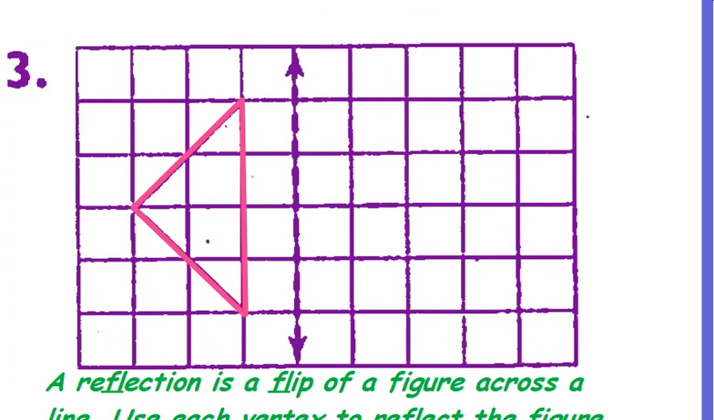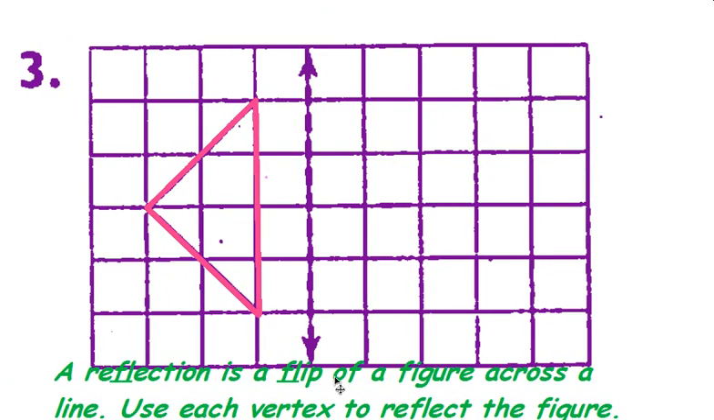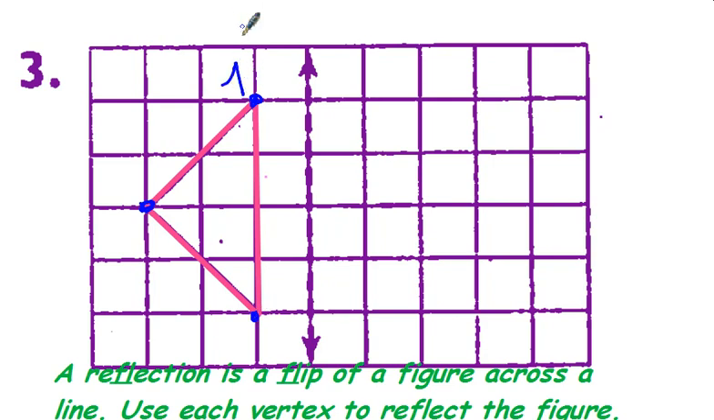A reflection is a flip. It's a flip over a vertical or horizontal line. You can remember it because reflection has an FL and so does flip. In this case, you'll again want to move your vertices. Let's call these A, B, and C. Put your pin on A and jump to your line of reflection.